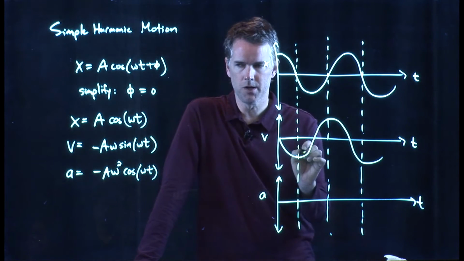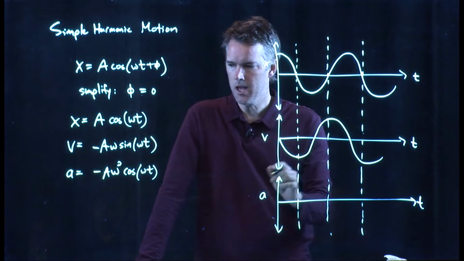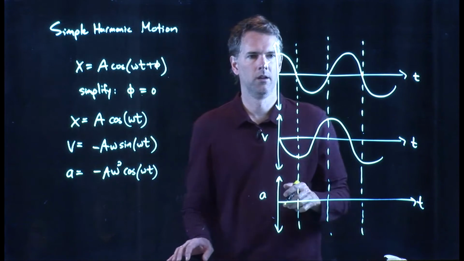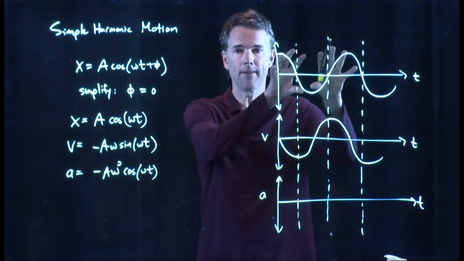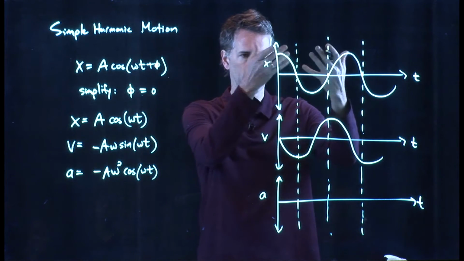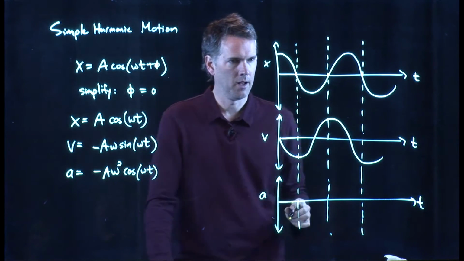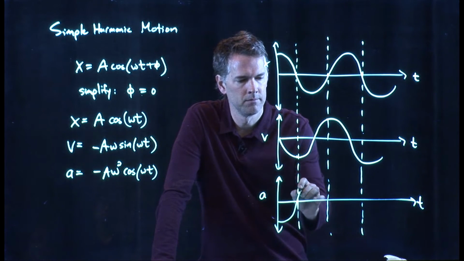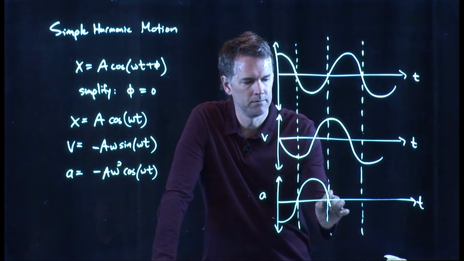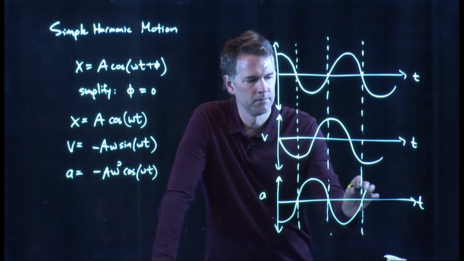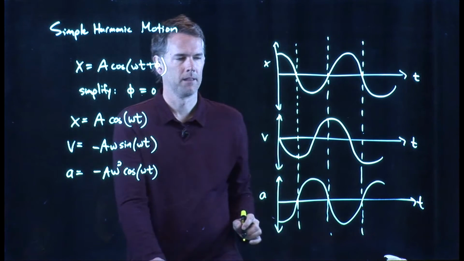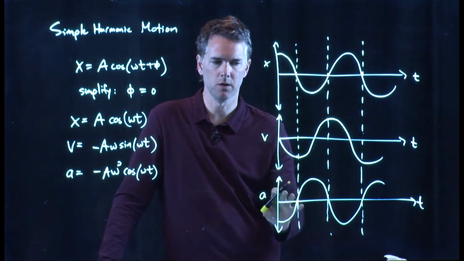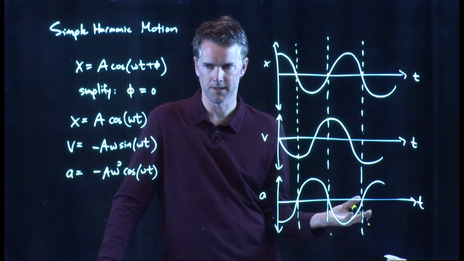What about the acceleration a? A is a cosine, but there's a negative sign in front. All right, that's pretty easy to draw because we have a cosine right here. So all I have to do is flip it over. And so if I flip that over, it's going to look like this. Okay, this is what the position, the velocity, and the acceleration look like as a function of time.